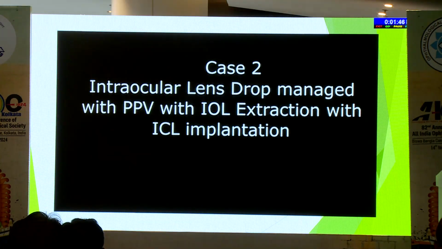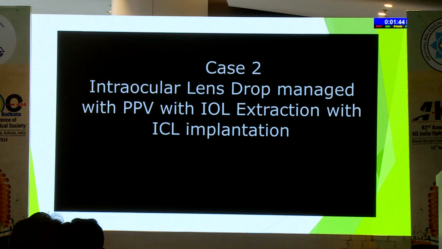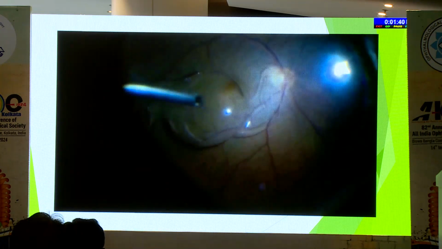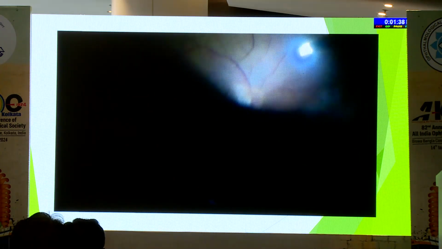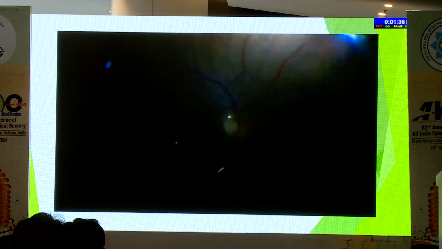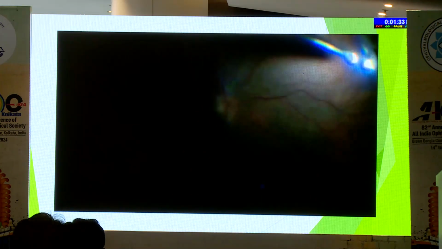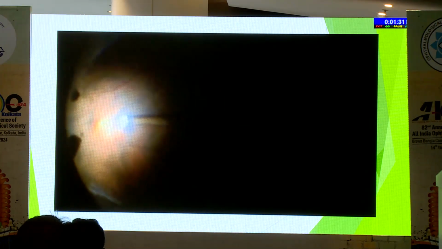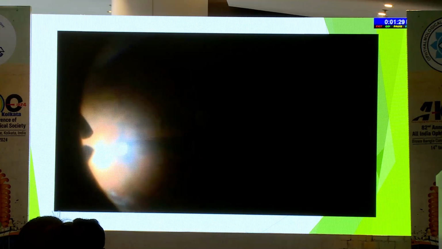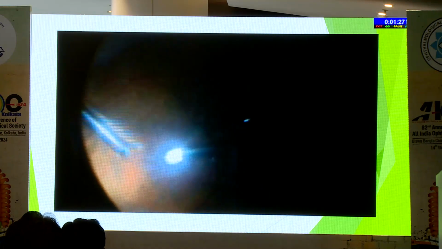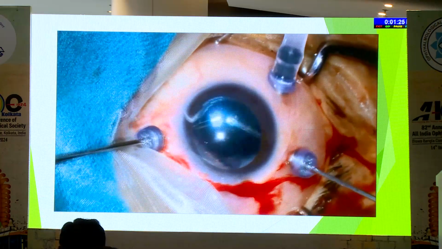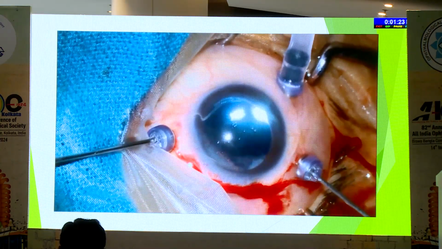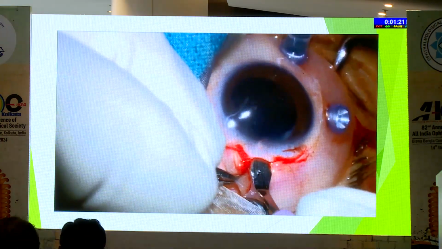The second case is the IOL drop. A foldable IOL has dropped in the vitreous. Induce the PVD and do a good vitrectomy. Your vitrectomy should be up to the periphery, removing maximum vitreous. No indentation is required to do vitreous base shaving.